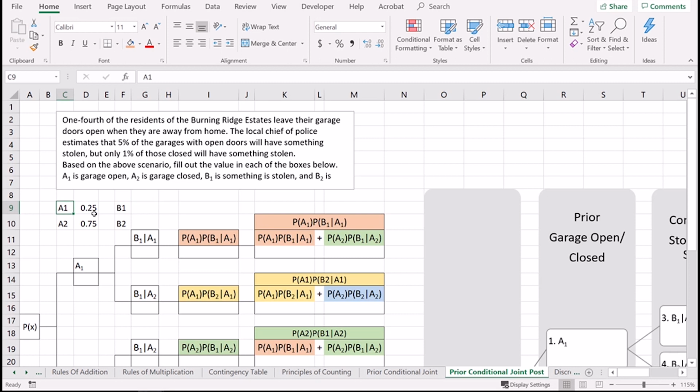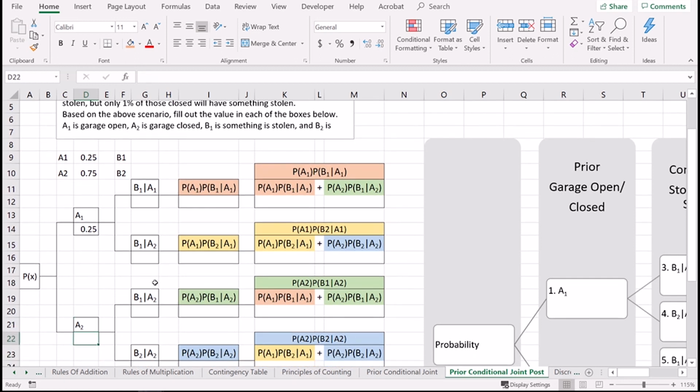We've got A1. What is the probability of them leaving the garage door open? 0.25. So we're going to put 0.25 right here. Okay. And then we're going to come down here. What is the probability of them leaving their garage door closed? 0.75. Okay.